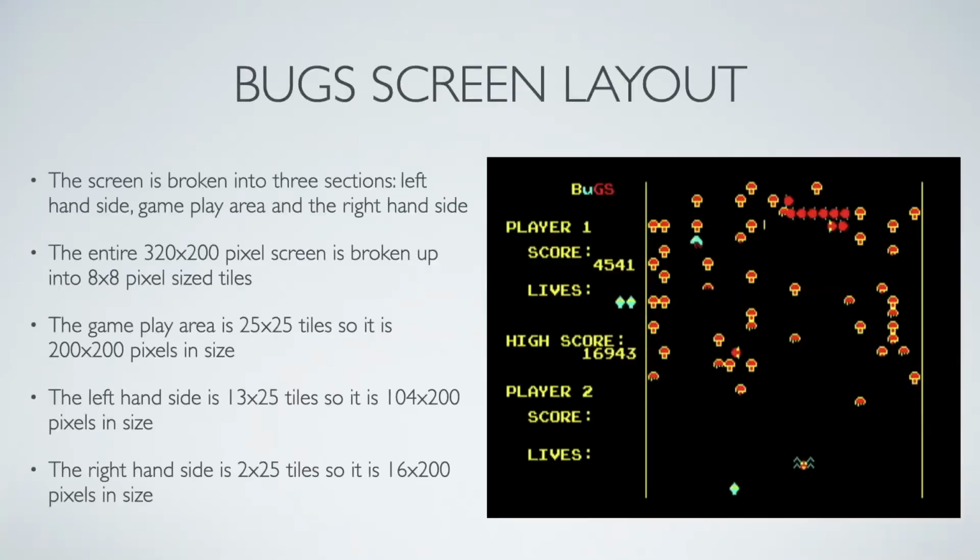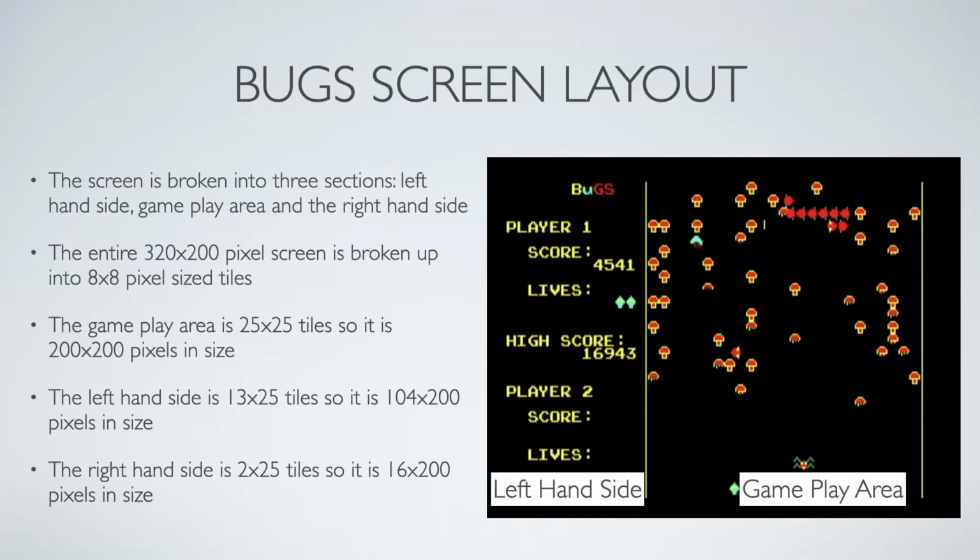First, we need to talk about the way BuGS breaks the screen up into sections and then tiles inside of those sections. There are 3 sections. The left section, which has the score and the number of lives, things like that. The gameplay area in the middle, where all the action happens. And the right-hand side, where nothing really happens.